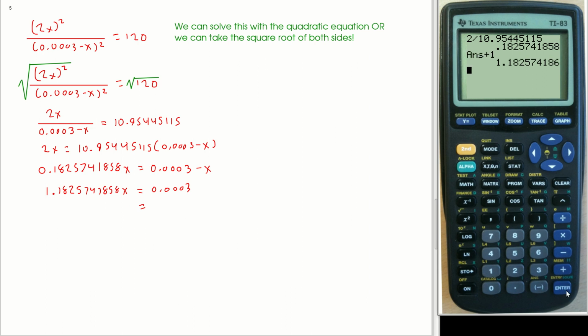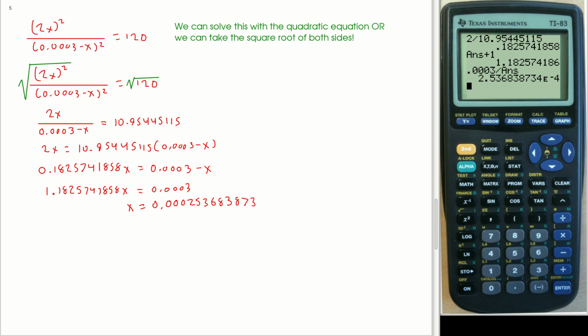Finally, x. Go ahead and get that number in there. x is 0.0003 divided by that 1.1825. So x is equal to 0.002353683873. And after all this calculating, I might have kind of forgotten what it was I was calculating. This is what x is equal to.